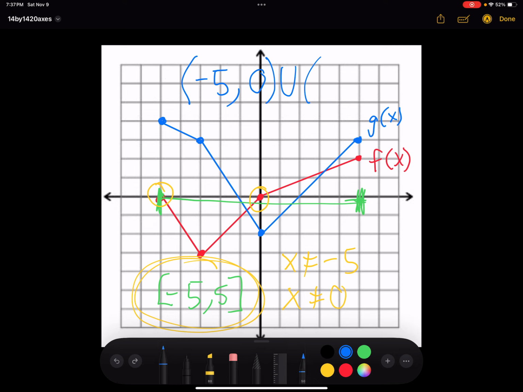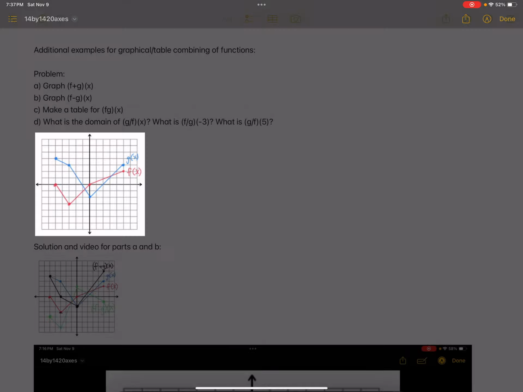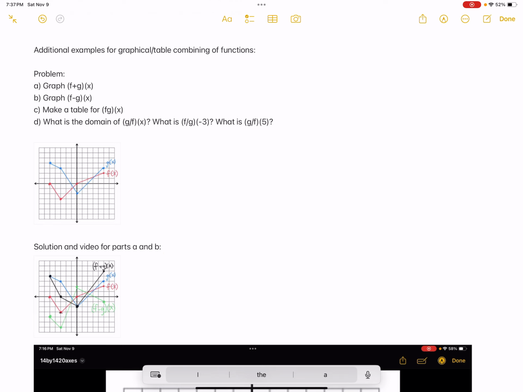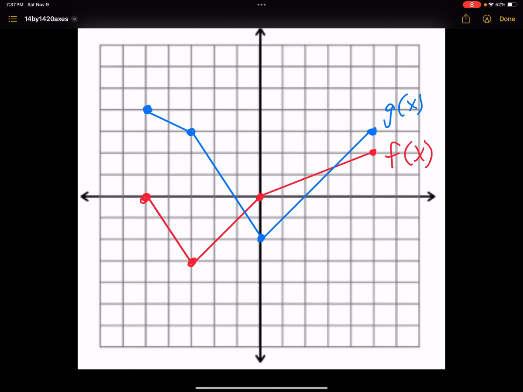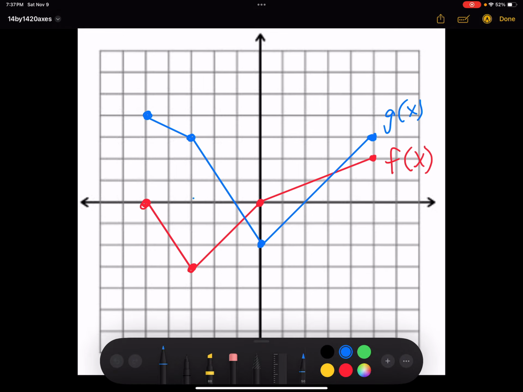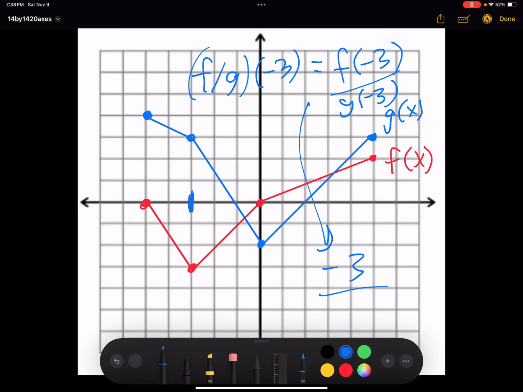Let me undo all this. You can see that in the original problem. And then they ask us for some particular values here. They say, what's f divided by g of -3? Well, let's look at f of -3 and g of -3. Here's -3. So f divided by g of -3, that's f of -3 divided by g of -3. f of -3 appears to be -3, and g of -3 is 3. The result then is -1. -3 divided by 3 is -1. So the answer to the second part of D is -1.